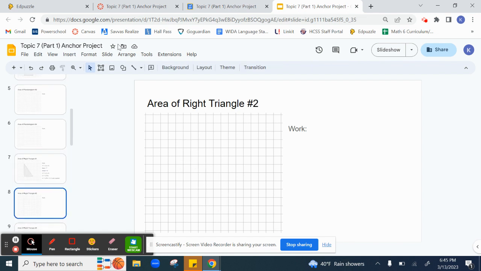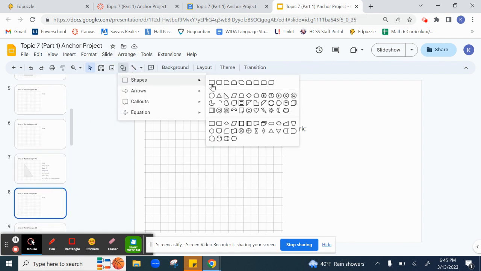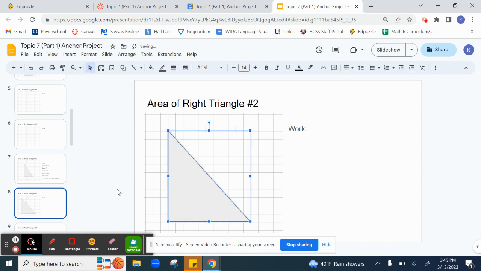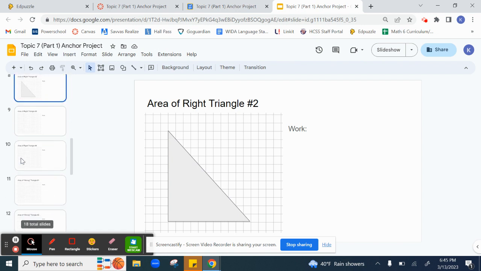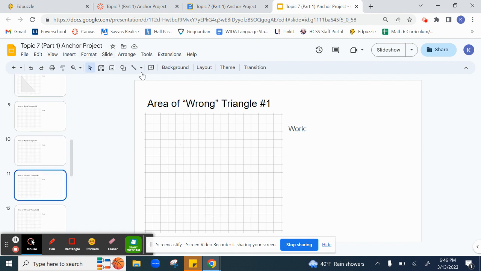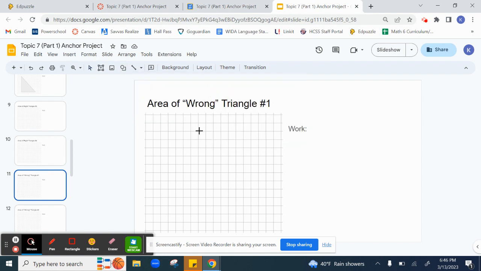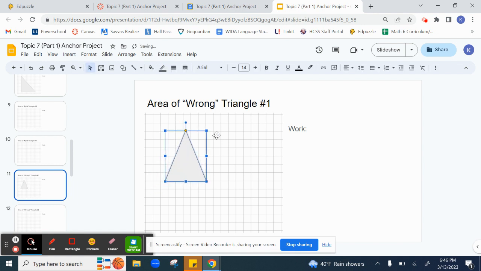All right. Now I am going to put a right triangle on the grid, and you are going to count out the base and height and try it by yourself. All right. Go. All right, now that we have discussed right triangles, let's move on to wrong triangles or not right triangles. Wrong triangles or not right triangles, they don't have a corner, so they are more slanty. So I'm going to put one on the grid right here.